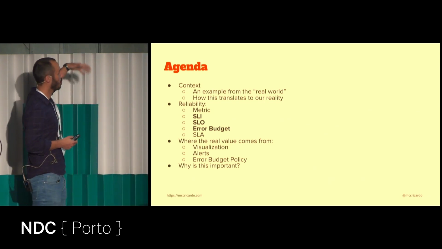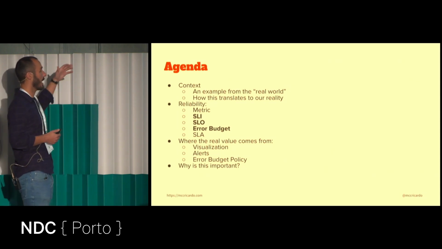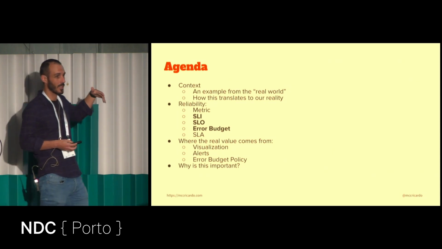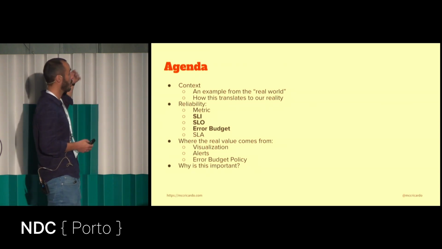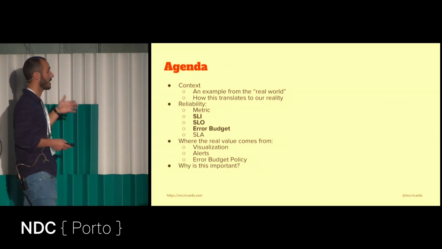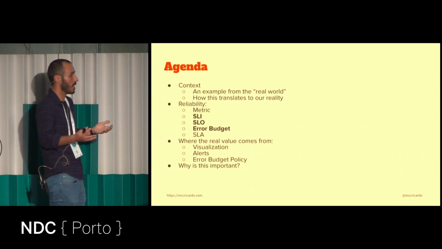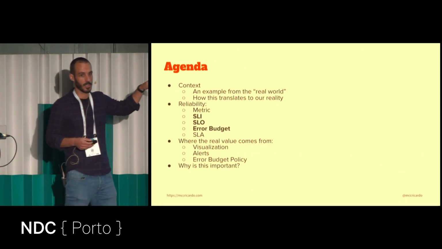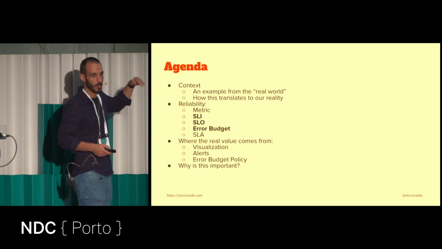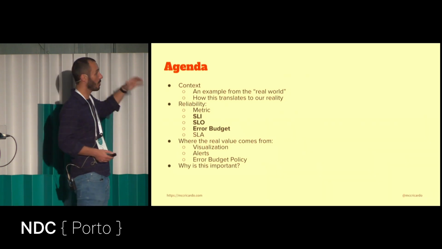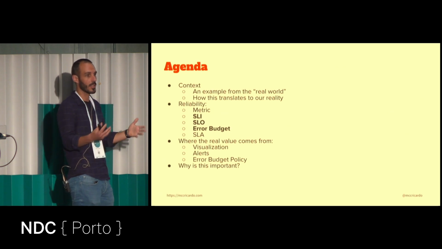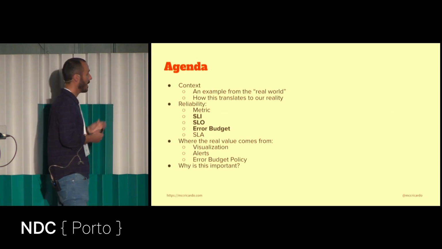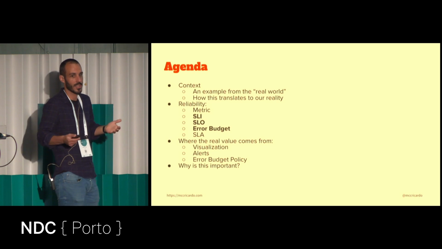We will then go through a series of concepts that will help us define what reliability means, how we define it, how we measure it, and what we do with that. And then we'll see the real value of defining that reliability. When we have that framework, when we have that defined and measured, what can we actually do with it, and how can this improve operations. And at the end, we're just going to conclude on why this is important.